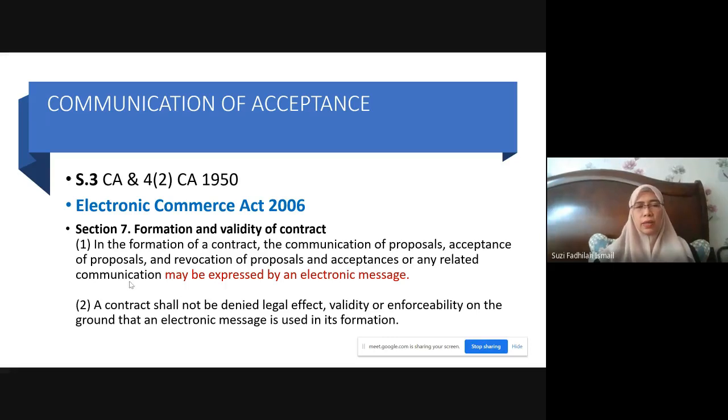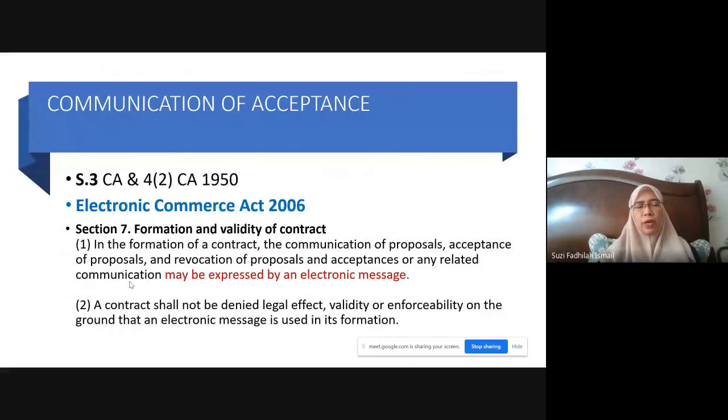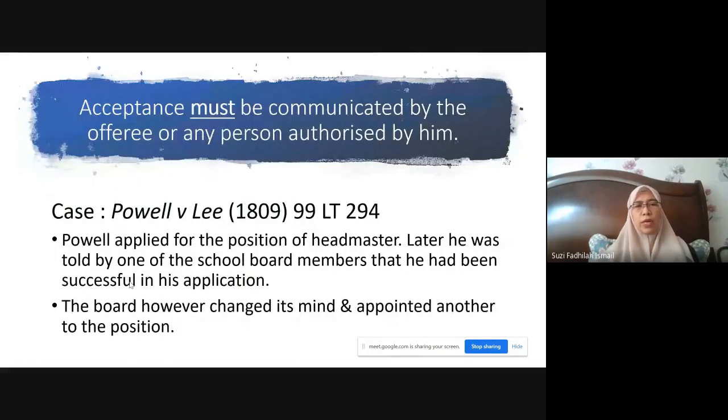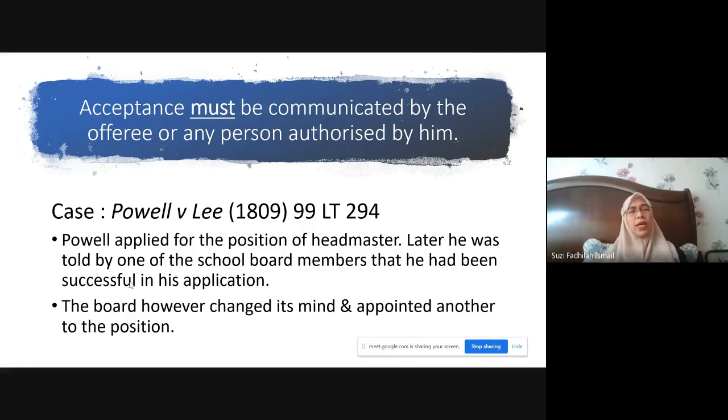Before we go to the next section later, let's have a look at another common law rule, which requires that acceptance must be communicated by whom? By the offeree, the one who received the offer. Or let's say the offeree cannot make it, he can authorize anyone, meaning he gives authority to any person authorized by him.